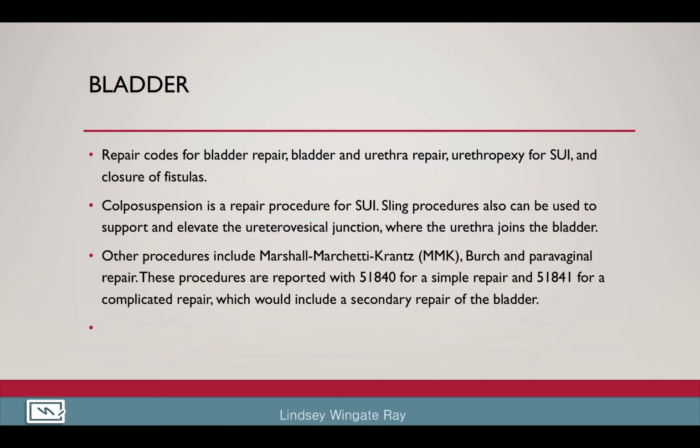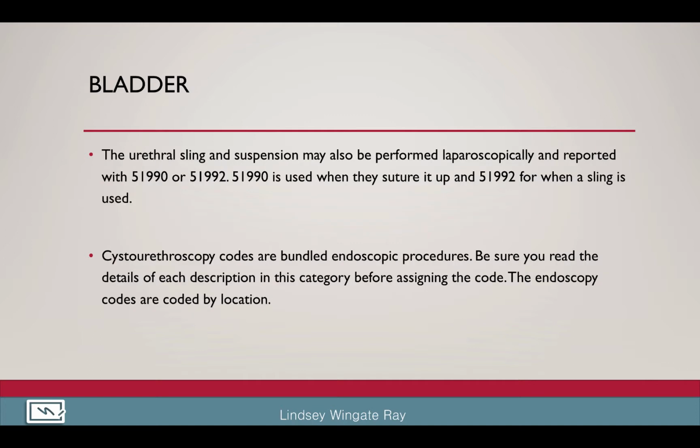These procedures are reported with 51840 for a simple repair and 51841 for a complicated repair, which would include a secondary repair of the bladder. I would write that next to the code. The urethral sling and suspension may also be performed laparoscopically and reported with 51990 or 51992. 51990 is used when they suture it up, and 51992 is used when the sling is used.